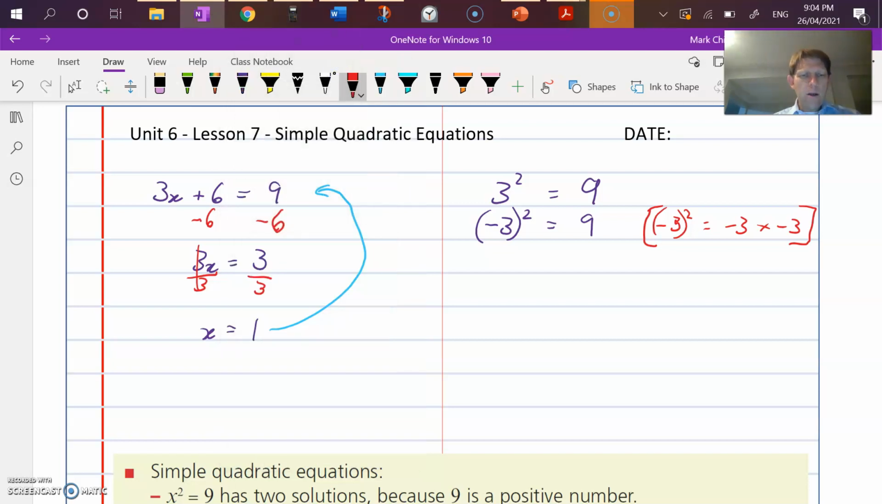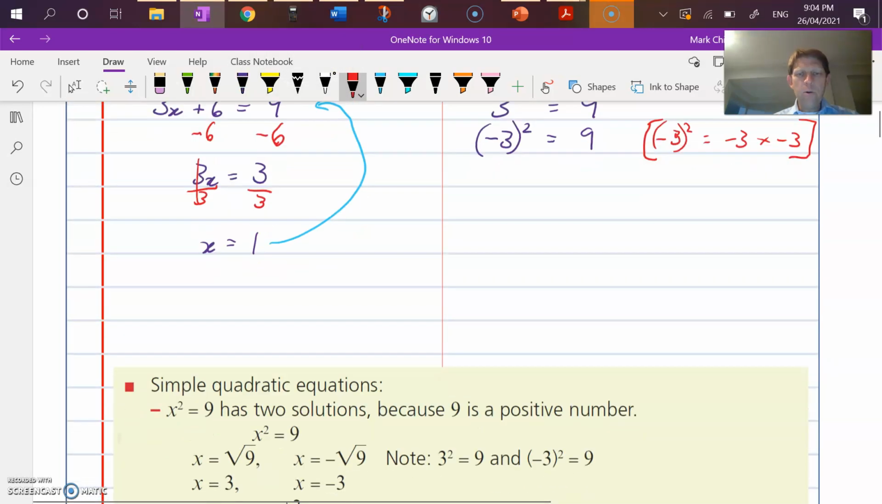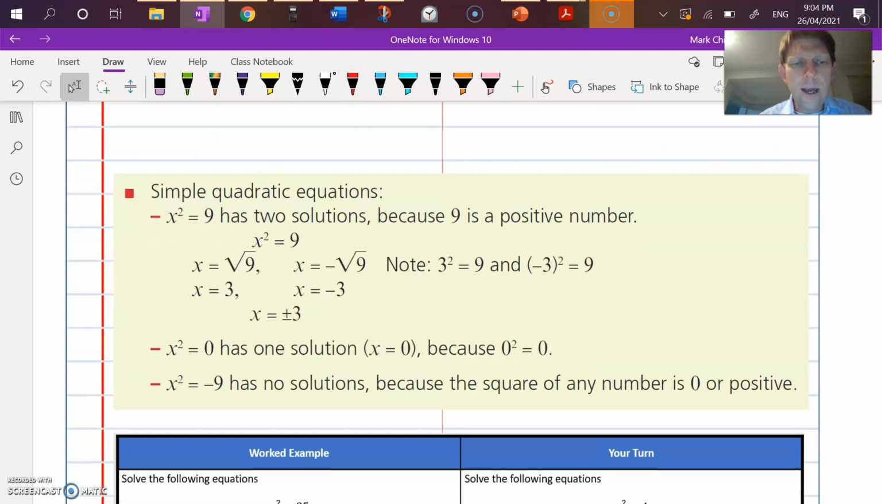Okay, so as we head on down to have a look at what quadratic equations are: equations where we have a square in them. So here we've got x squared equals 9 in this first example just here. x squared equals 9. So in order to work out what x equals.